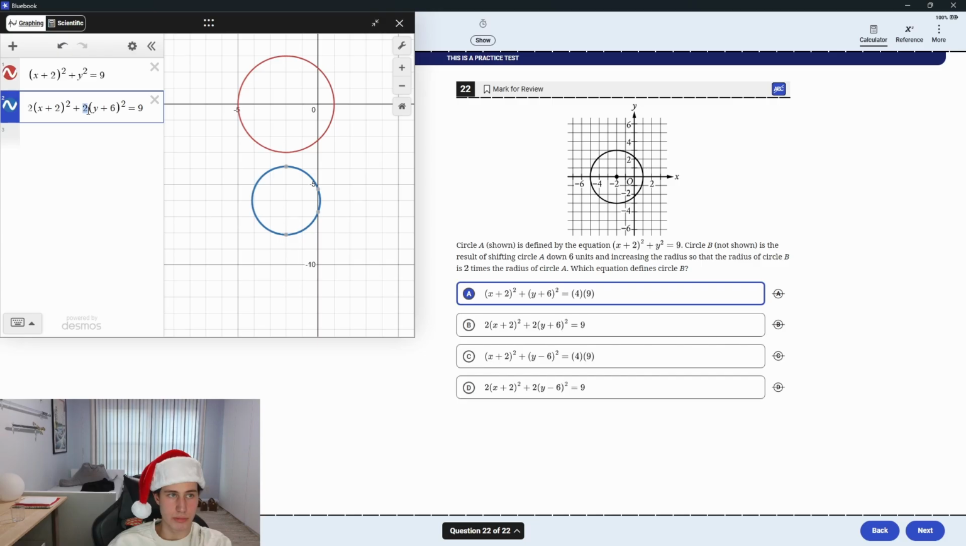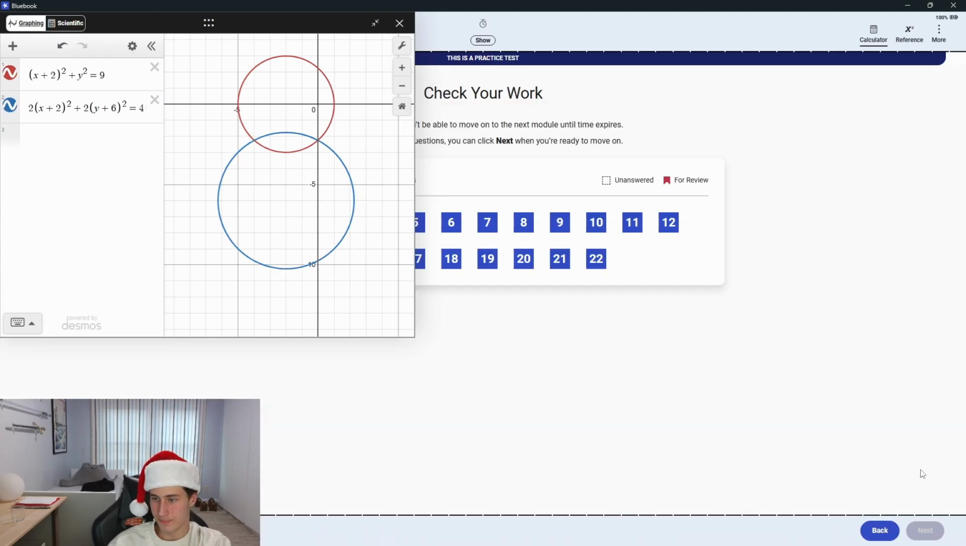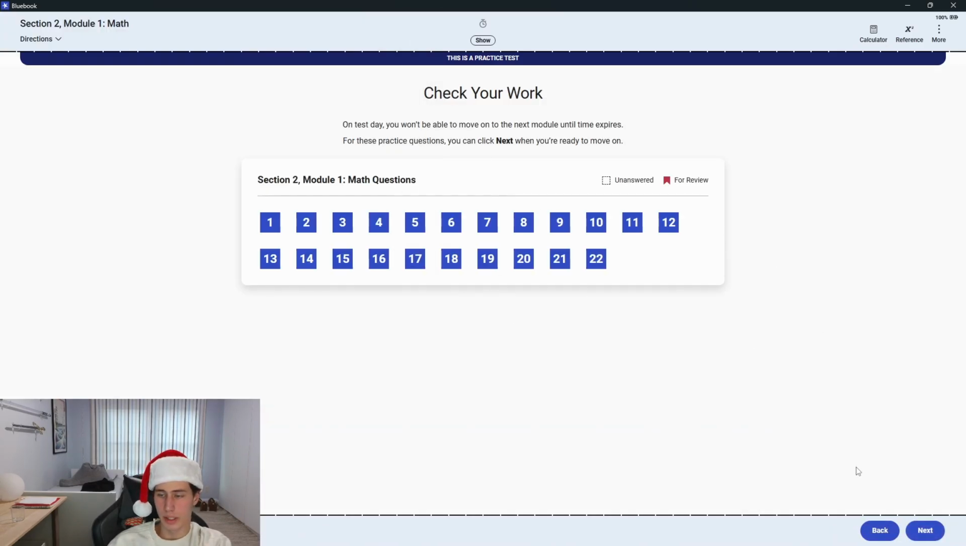Because you would just divide the 2 over, and the radius would then become like 4.5, which is actually half of what we wanted. So it would have to be something like this to double its radius. So that's why A is correct. And now on to module 2.